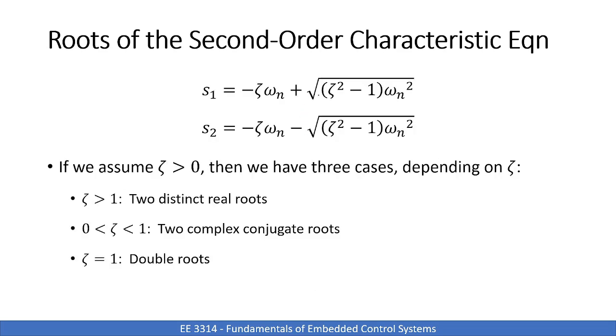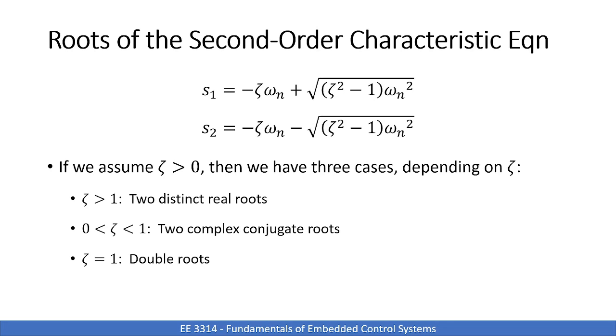Okay, so there we just rewrote those roots. Three cases to consider. If we assume that zeta is greater than 0 in general, then we're going to have three cases. Zeta greater than 1 means that what is under the radical is going to be positive, and we have two distinct real roots.